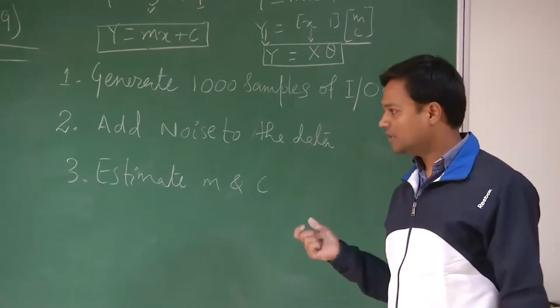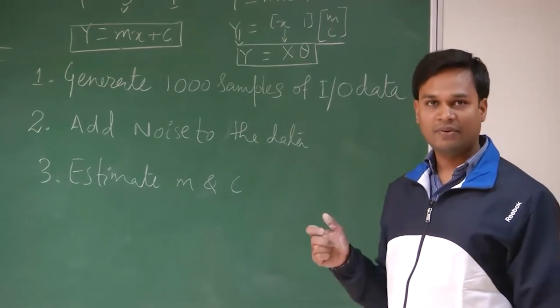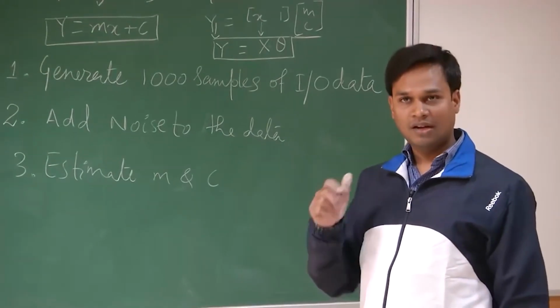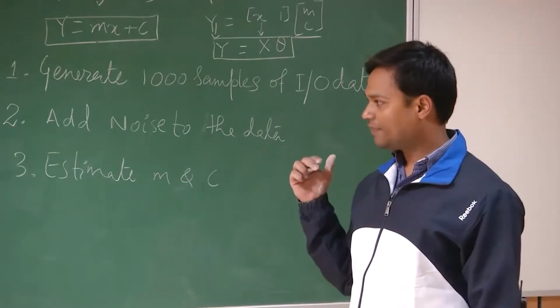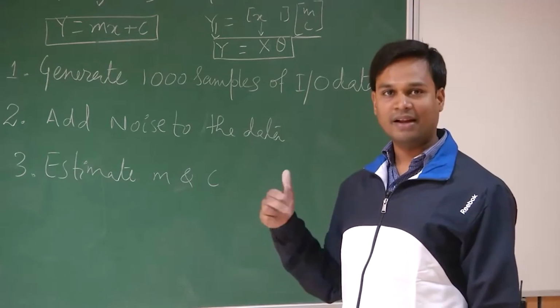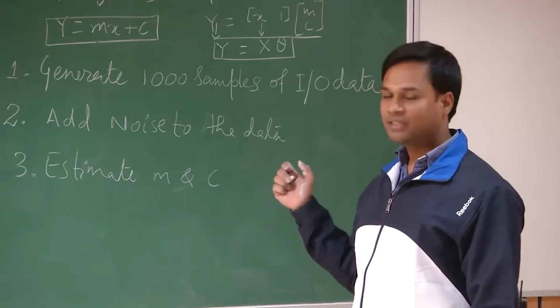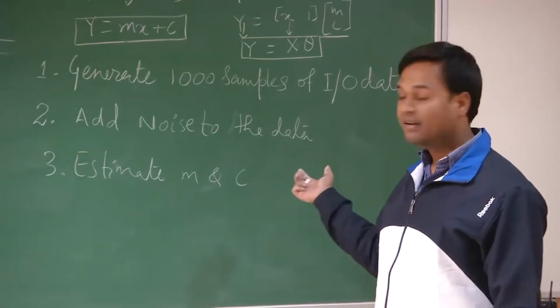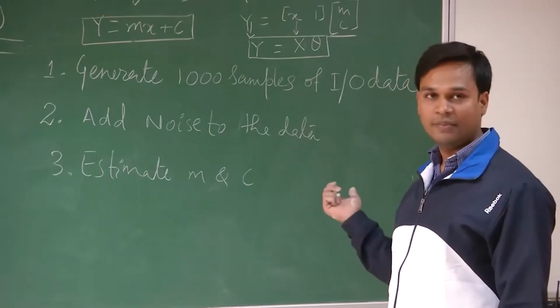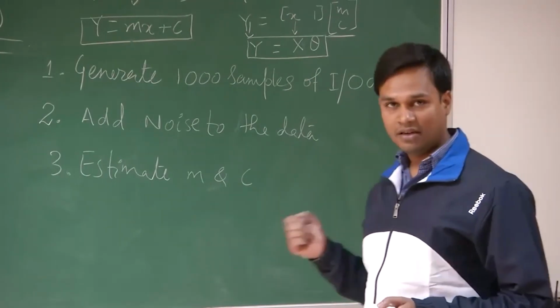10%, 20%, and you see how least square performs for different sets of data once you raise the level of noise. If you make it higher, how will your estimated values be? Will they be the same or different? You can do it by yourself.